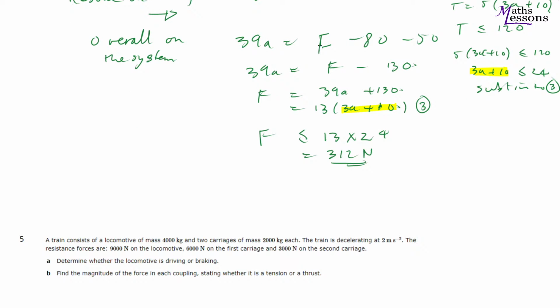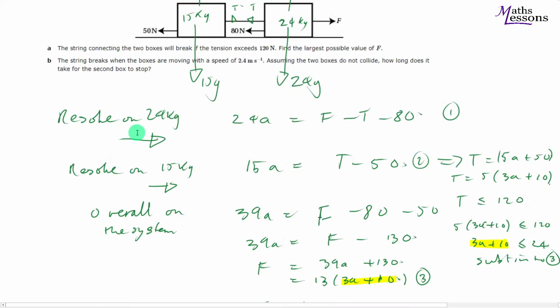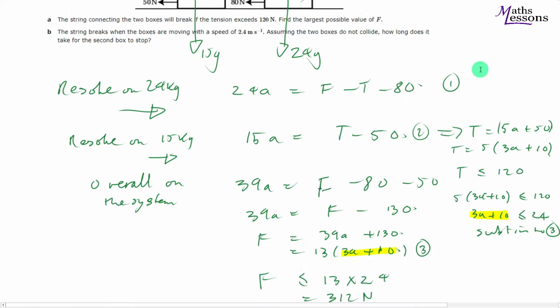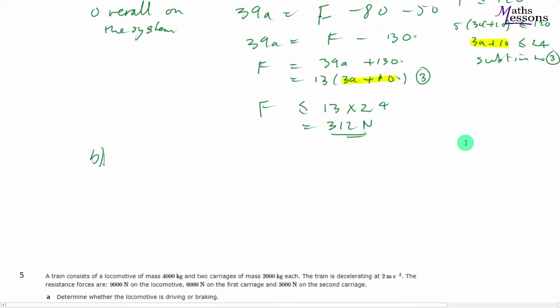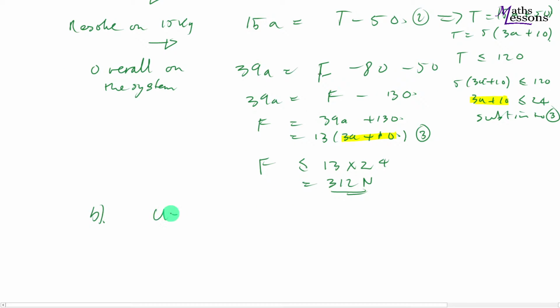All right, a bit more space, the second half of the question. So part B. So what was part B? The string breaks and the boxes are moving at a speed of 2.4 meters per second. Assuming the boxes do not collide, how long does it take for the second box to stop? Let's write that down. So the U is equal to 2.4 meters per second.